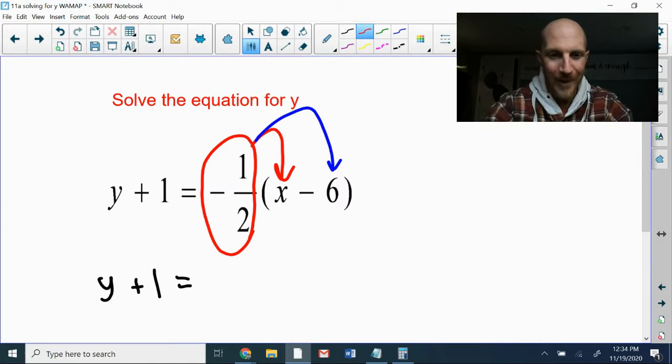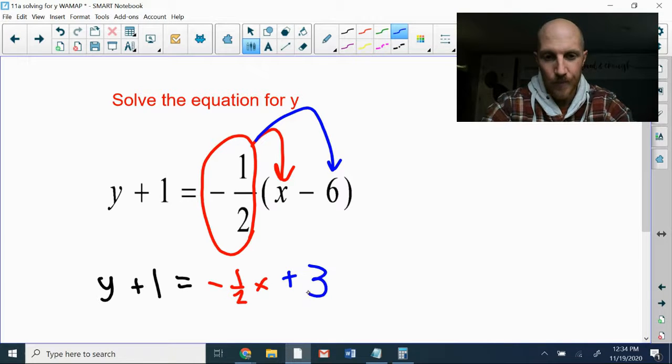And then let's follow the red arrow first. Negative 1/2 times x, it's going to be negative 1/2 x. And then if we follow that blue arrow, negative 1/2 and I'm going to call this a -6. So when I multiply them together, negative times another negative will be a positive number. 1/2 times 6 is 3.